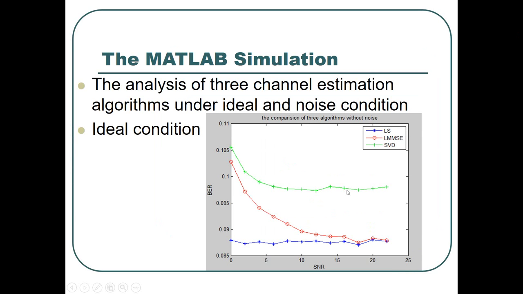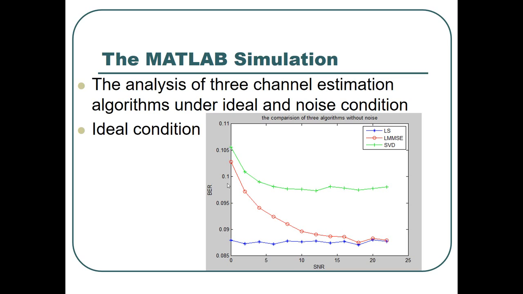Okay, now I will talk about the MATLAB simulation. Firstly, I will analyze these three algorithms under the ideal and noise conditions. This picture shows the ideal condition, and through analyzing it, you know that the BER of the three algorithms is not zero when the SNR is equal to zero. The reason is that although there is no noise from the outside, we cannot eliminate internal noise.